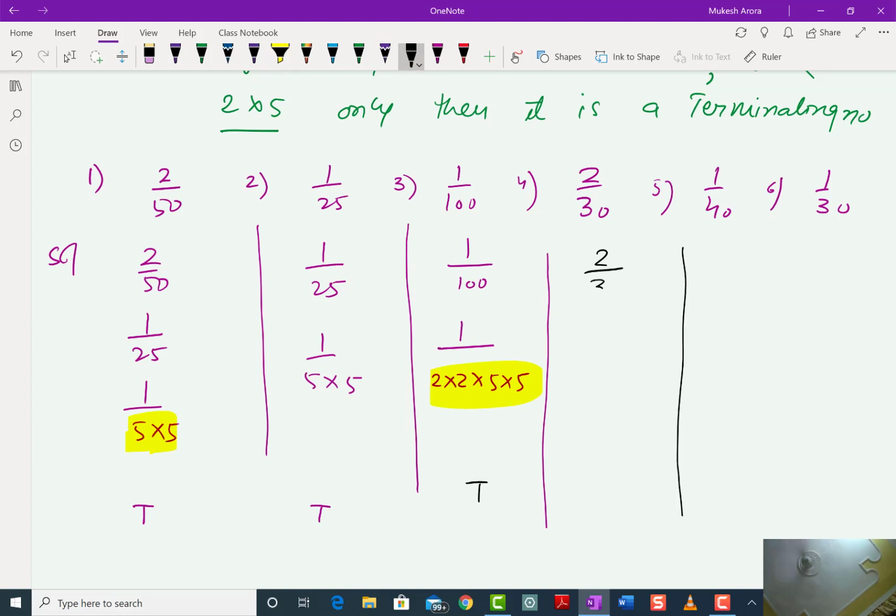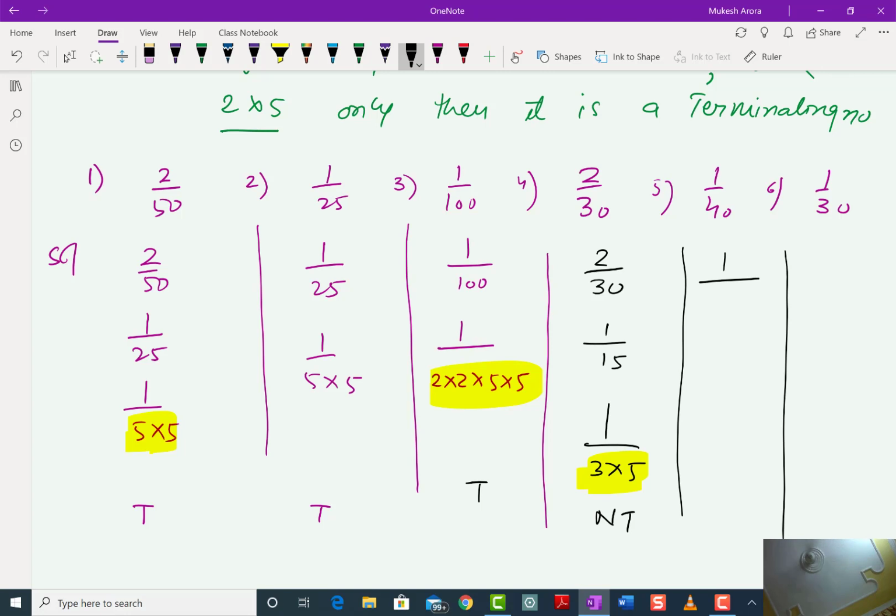2 by 30. 2 by 30 is 1 by 15. It is 3 and 5. Now there is 3 also, so we don't want 3. So this is non-terminating. It should be a combination of 2 and 5 only. 40 is 2 into 2 into 2 into 5. Therefore it is terminating. It's a combination of 2 and 5. 30 is 2 into 3 into 5. So it is also non-terminating because it has 3 in there. It should be a combination of 2 and 5 only. It has 3, so it is non-terminating.